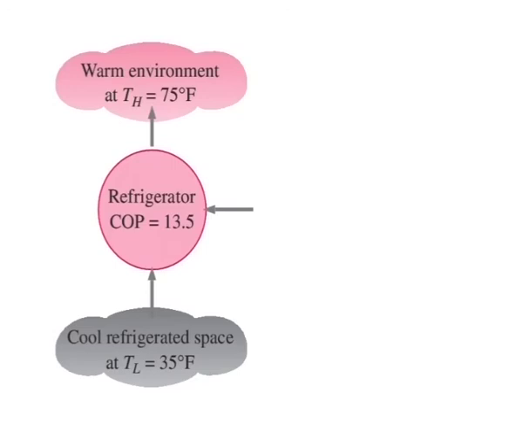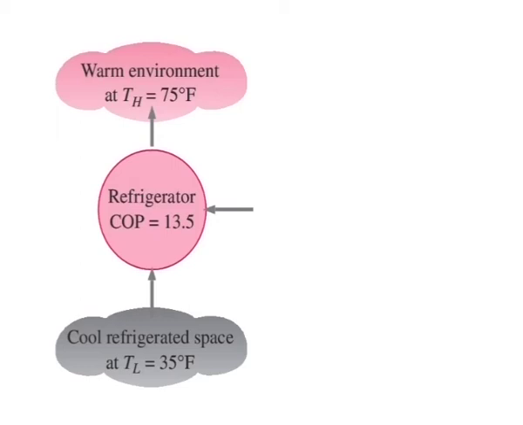Example. Here we discuss and find out whether a claim made by a refrigerator manufacturer is reasonable or not. The refrigerator manufacturer claims that his refrigerator maintains the refrigerated space at 35° Fahrenheit while operating in a room where the temperature is 75° Fahrenheit and that it has a coefficient of performance of 13.5.